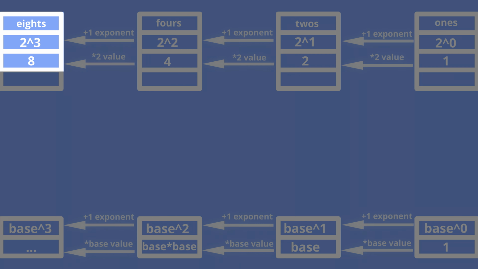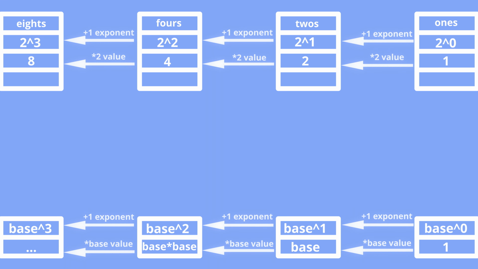In the base 2 number system, exponents of the weights start from 0 and are increased by 1 from right to left. Values of the weights start from 1 and are multiplied by 2 from right to left, giving us the sequence of weights 1, 2, 4, 8, and so on.